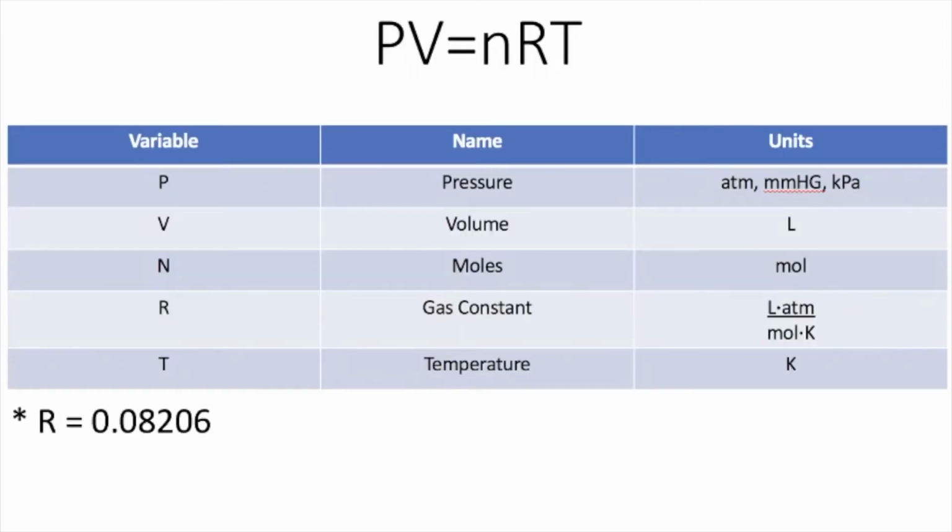In this video, we're going to be looking at using the ideal gas law. So the ideal gas law is PV equals nRT. I've listed all of the variables, their names, their units.